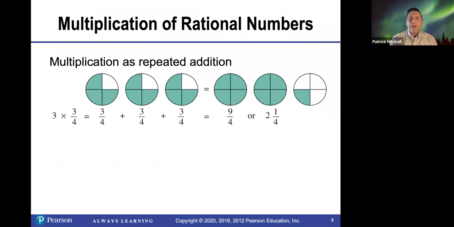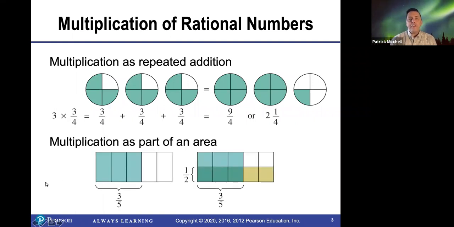So one way to model multiplication of rational numbers is with an area model. Here's one way to model 3 times 3/4. So in this case, multiplication is repeated addition because one of the factors is a whole number. So 3 times 3/4 means 3/4 plus 3/4 plus 3/4, which is 9/4. You can see that one whole consists of 4 parts, and we have a total of 9 parts there. So that's 9/4 or 2 1/4.